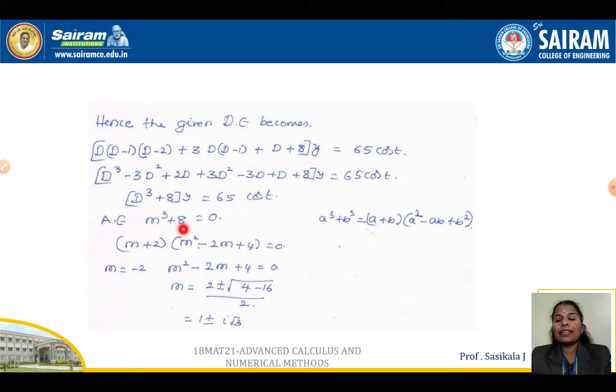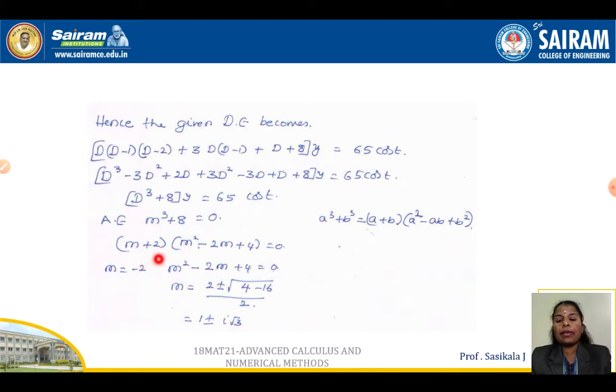So you can write an auxiliary equation. What is that? m cube plus 8 is equal to 0. Now you can find the roots. How can we find them? Just write it as m plus 2 into, this has been taken with the a cube plus b cube formula. It is nothing but a plus b into a square minus ab plus b squared. So that format you can do.